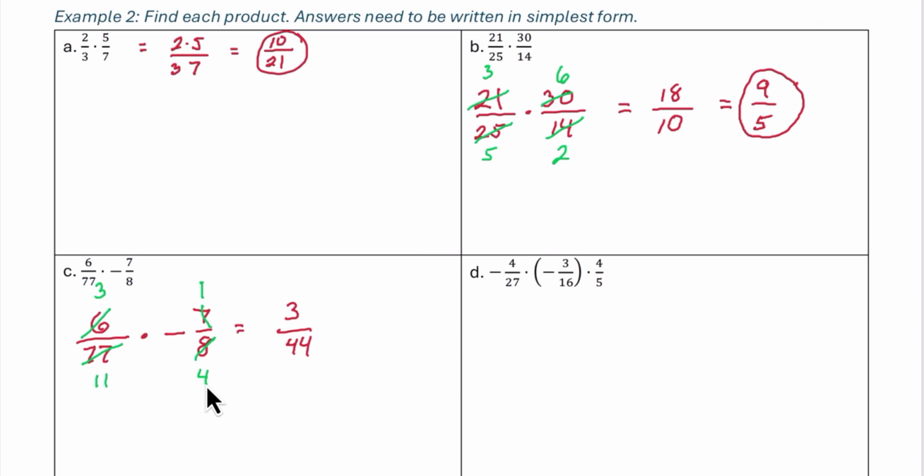And then be careful with the sign. We have a positive times a negative. That means the product is negative. There's nothing to reduce in the final answer, so we can say that this is the final product.